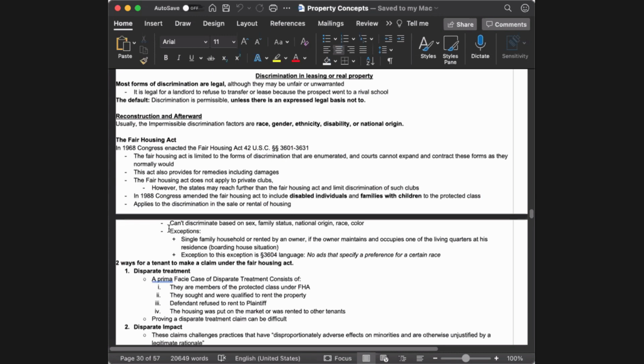With that said, we're just going to touch up on the last portions of landlord-tenant, talking about discrimination in leasing and real property. Most forms of discrimination are technically legal, although they may be unfair or unwarranted. It is legal for a landlord to refuse a transfer or lease because the prospect went to a rival school, for instance.